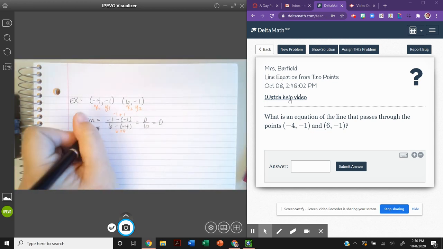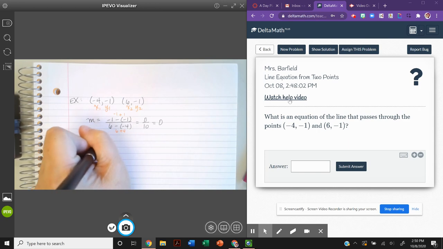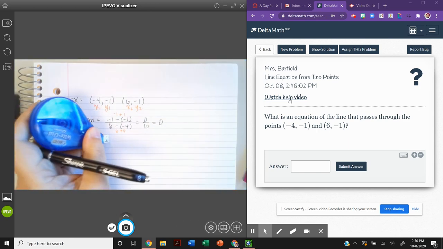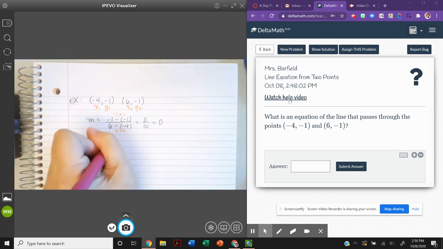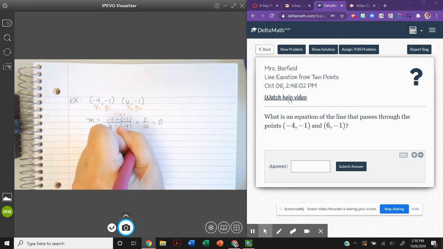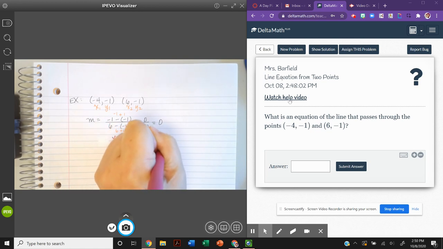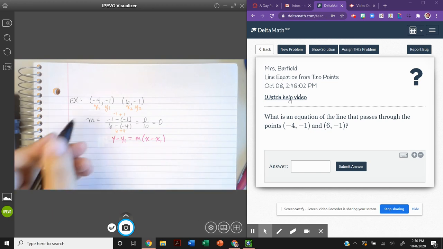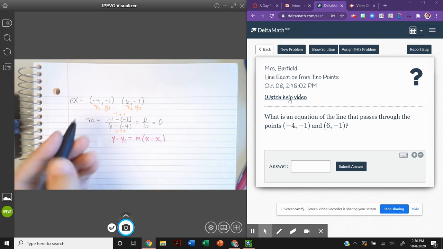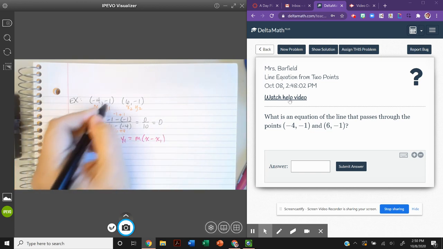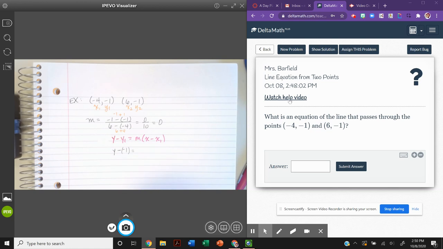So I'm going to take my point slope form, so y minus y1 equals m times x minus x1. Okay, and I'm going to plug in my first point here that I've identified and my slope. So y minus y1 is -1. I'm going to put parentheses around that. My m is 0 times x minus, and it's -4.